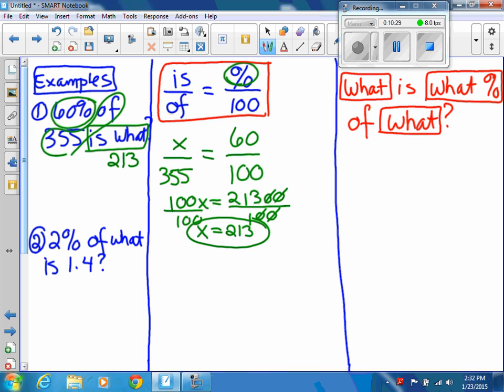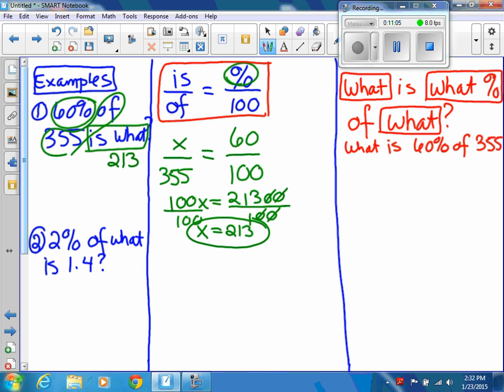So it says 60% of 355. So really what they're asking me is what is 60% of 355? So I'm going to rewrite it that way. That means that, so I've got this. What is 60% of 355?